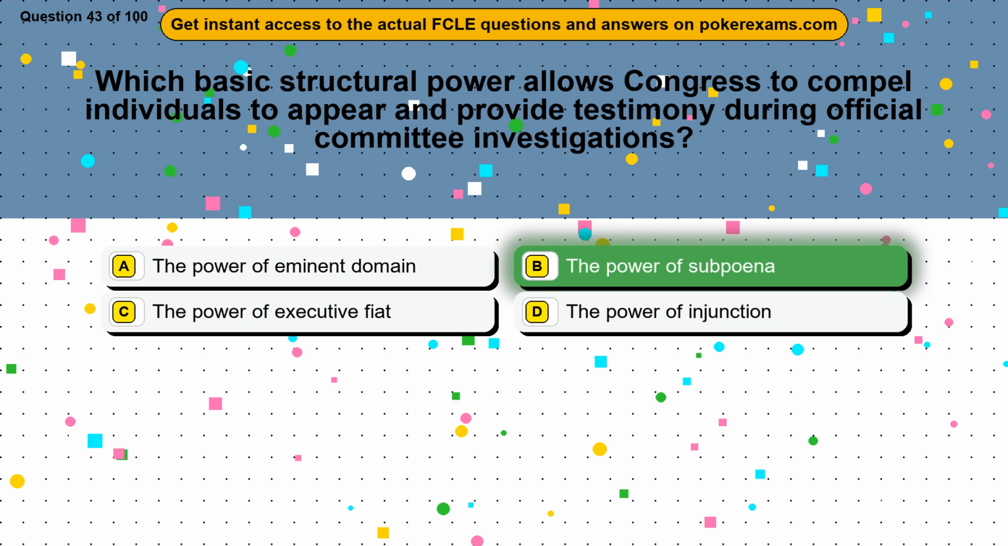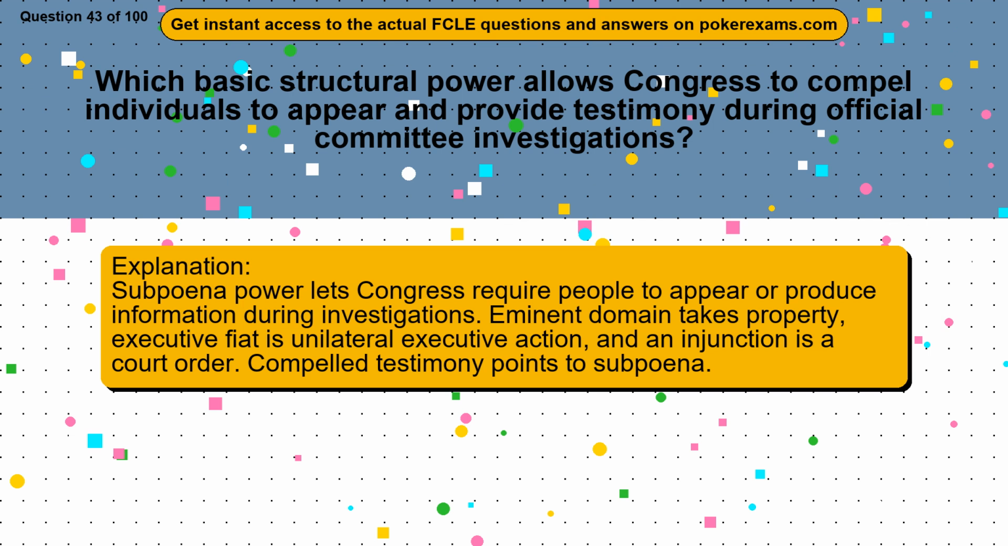The power of subpoena. Subpoena power lets Congress require people to appear or produce information during investigations. Eminent domain takes property, executive fiat is unilateral executive action, and an injunction is a court order. Compelled testimony points to subpoena.